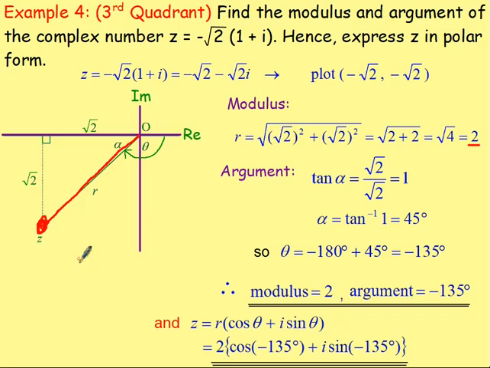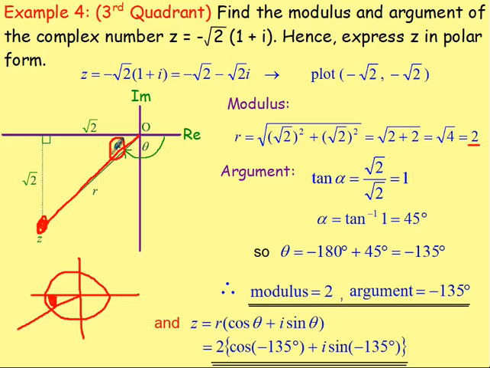The argument though, just remember with the argument you're going from 0 round to 180 and then 0 round to negative 180. The best way to do this one, because it's going to be down here, is work out the size of this acute angle first of all. So we will just call that alpha rather than theta, because we're using that to work out what theta would be.